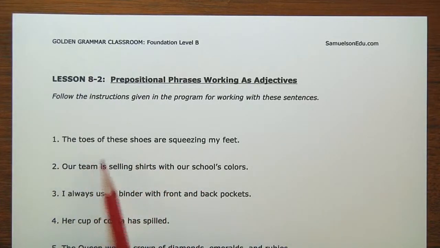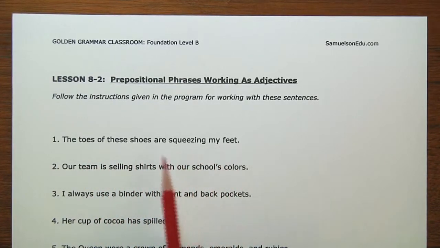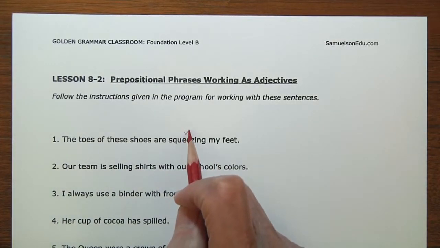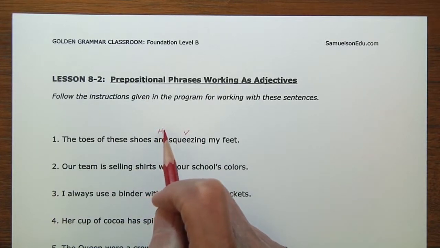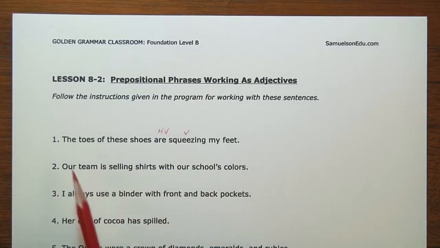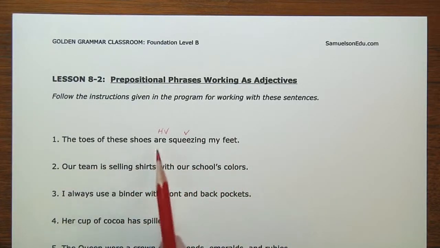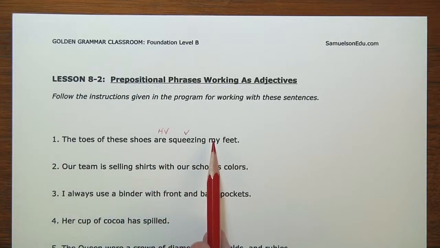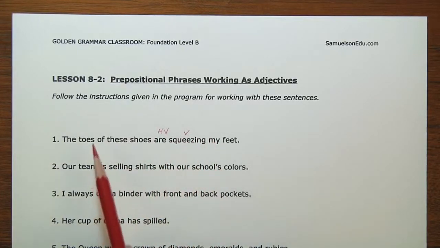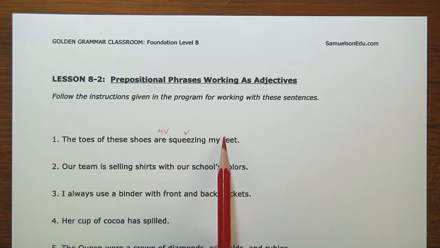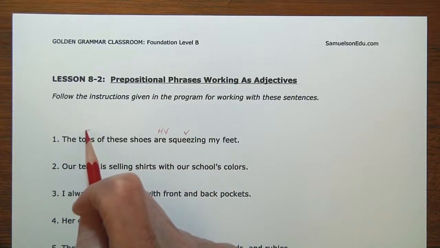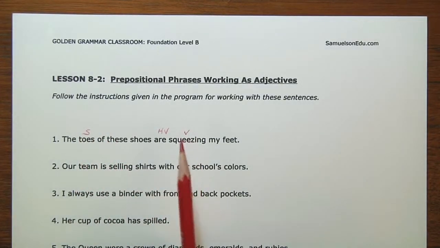Okay, so the toes of these shoes are squeezing my feet. Our squeezing is the verb phrase. Squeezing is the main verb. Are is the helping verb. You say that now. Good. What are squeezing my feet? Careful now. Toes are squeezing my feet. Therefore, toes is the subject. Label it. Now you ask the question, go.